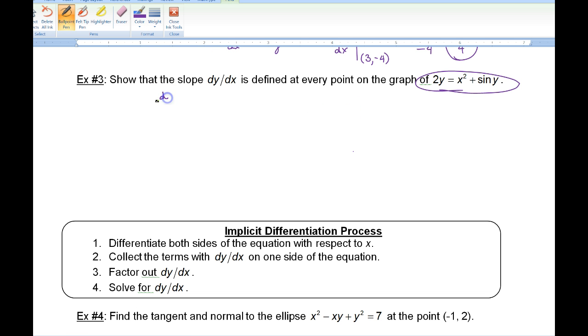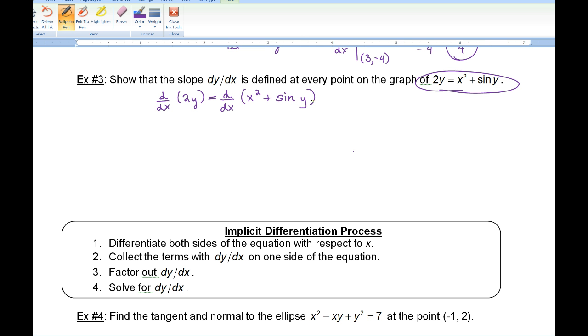Okay, so I want to take d dx of both sides. Now remember, if it has x in it, we just take the derivative like normal. But if there is a y, then you always have to multiply on the dy dx at the end. That's really all you need to remember.